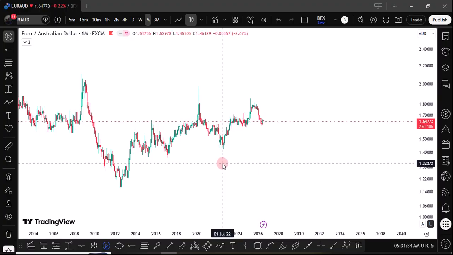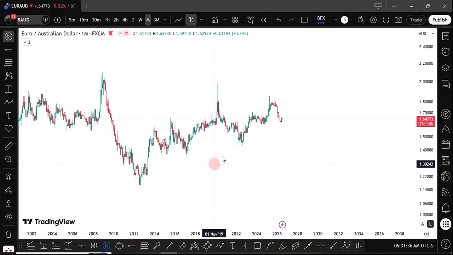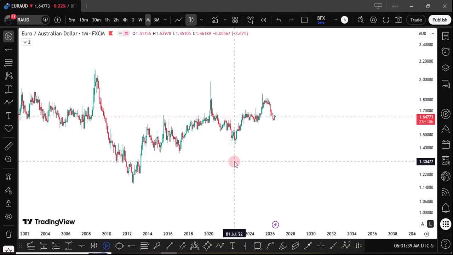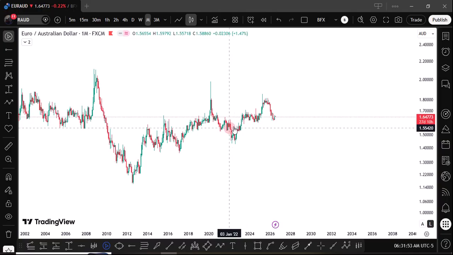So this is a weekly time frame, and what next on EURAUD, because we took a trade on EURAUD, we banked some profit. So we want to look at what is next for EURAUD.